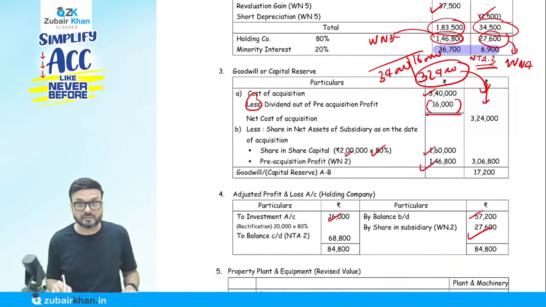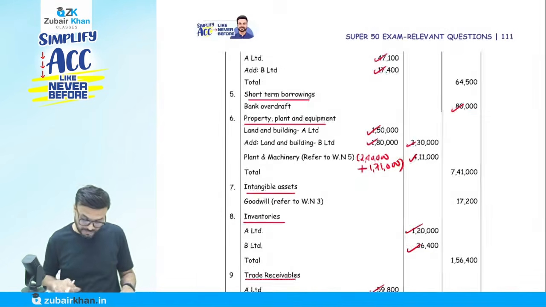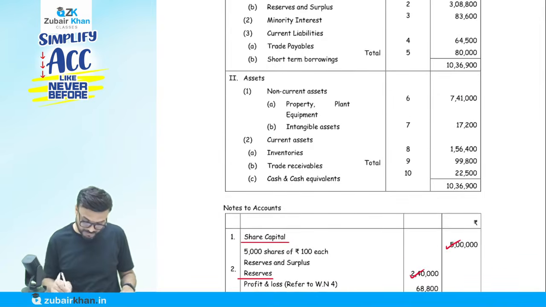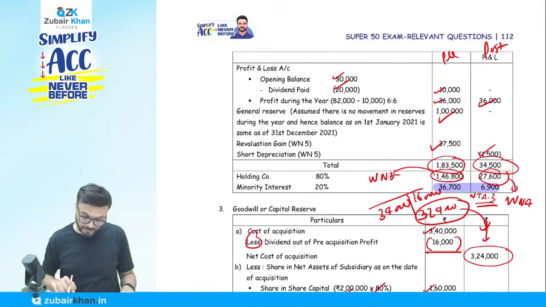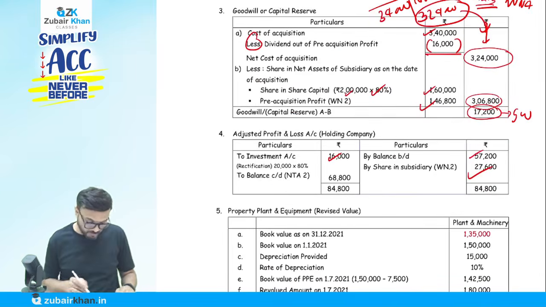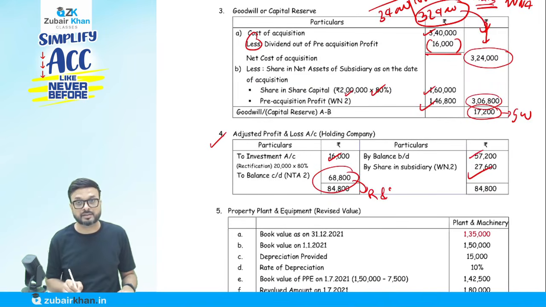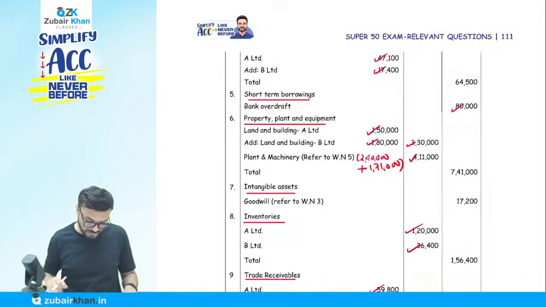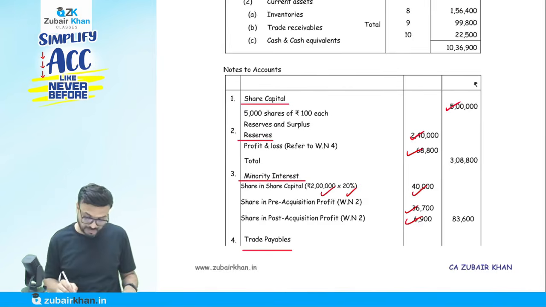Done. Now come to working note 3. The total net cost of investment is 3,24,000, less 3,06,800. A positive figure is coming, so this is goodwill. It will appear in the balance sheet as 17,200. Then in working note number 4, the balance is coming 68,800. This is reserve and surplus, notes to account number 2. Go to notes to account number 2 and write down 68,800.